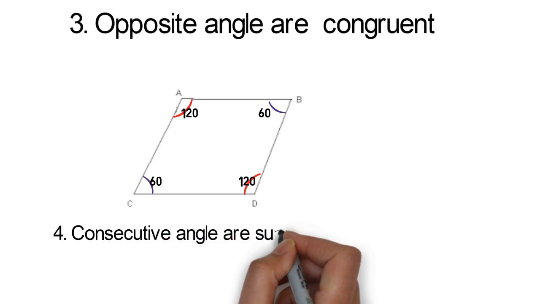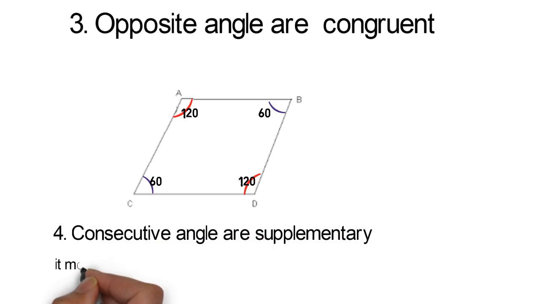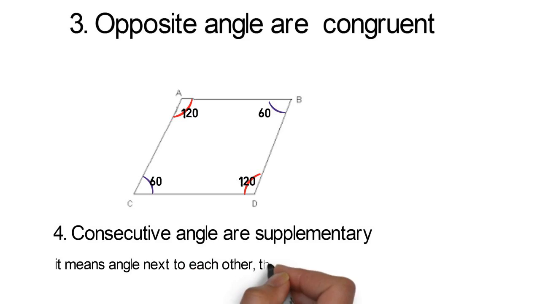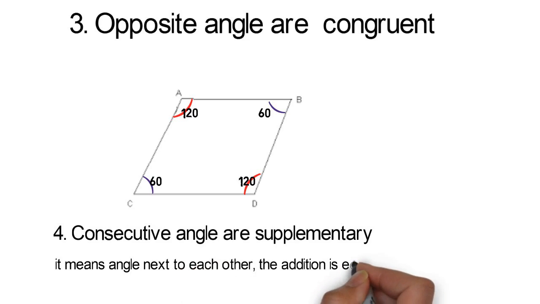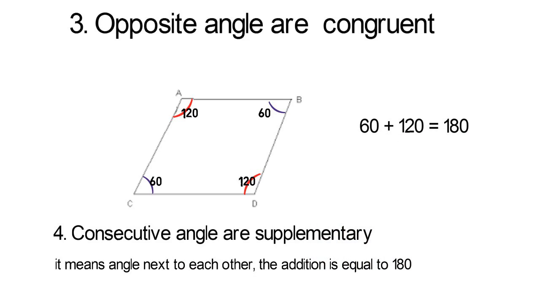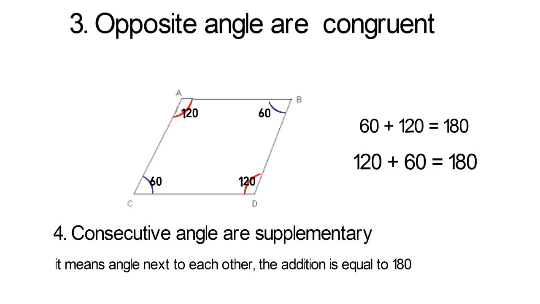4. Consecutive angles are supplementary. What do I mean by this? It means angles next to each other, the addition is equal to 180. So can you see angle A is beside angle B? So if I say 60 plus 120, it gives me what? 180. So it is when you add up the consecutive angles too.